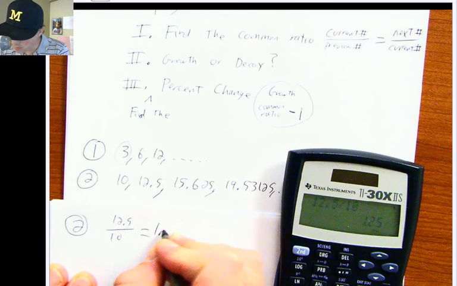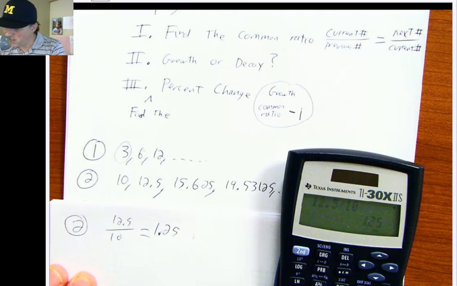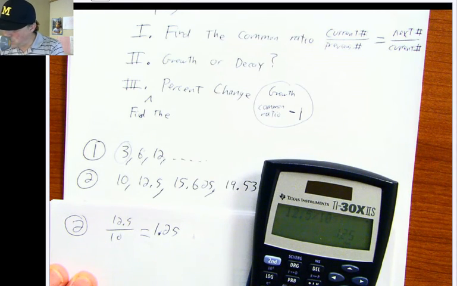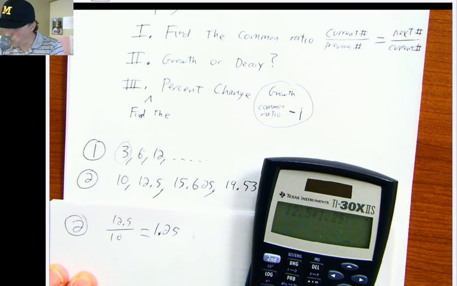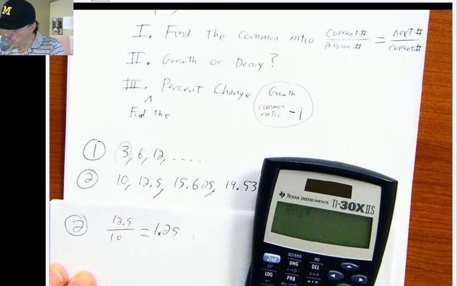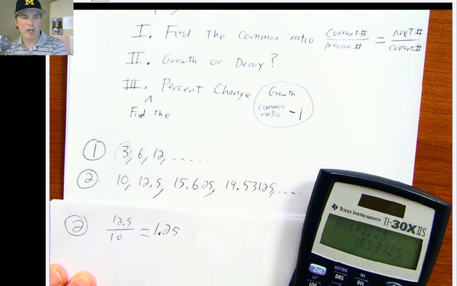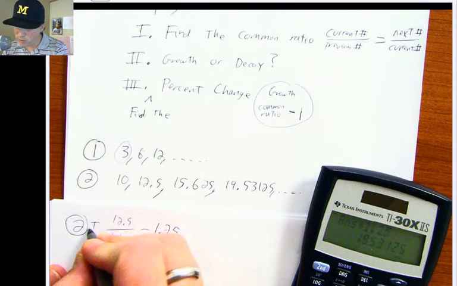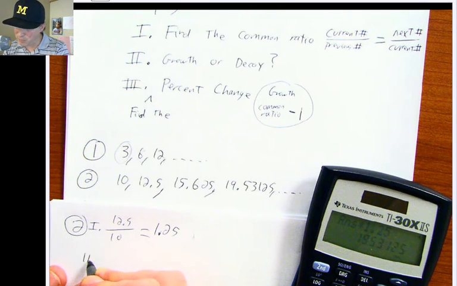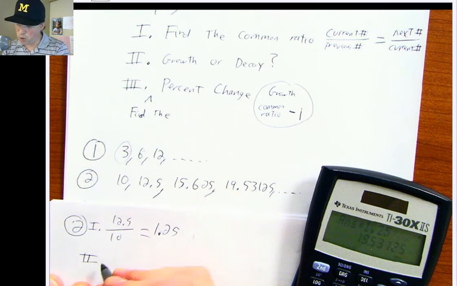You get 1.25. But you want to make sure it's a geometric sequence, so keep going with that. Go 12.5 times 1.25. You should get 15.625, and I did. And if I multiply by another 1.25, I do get that next number. So this common ratio of 1.25 seems to be sticking. Growth or decay? Numbers are getting bigger, growth.